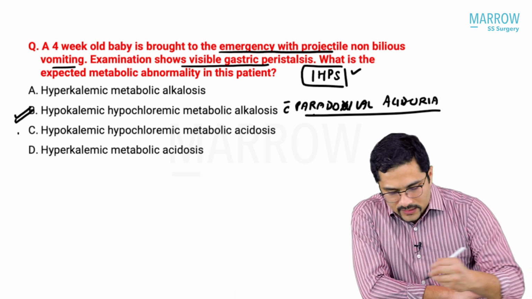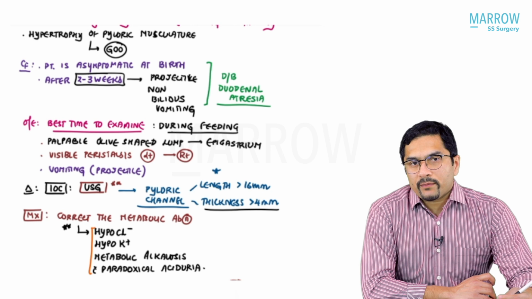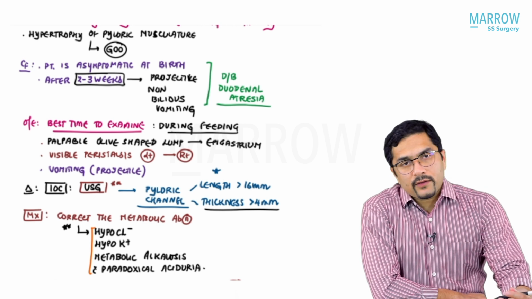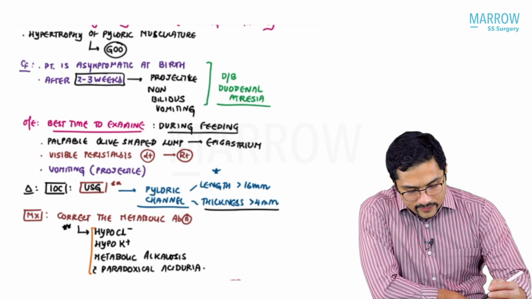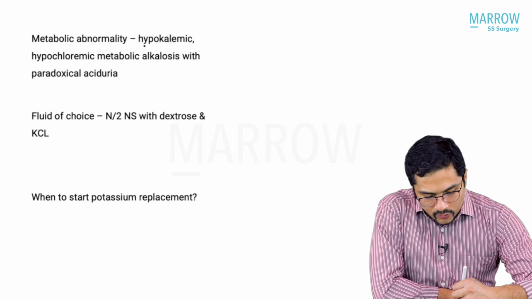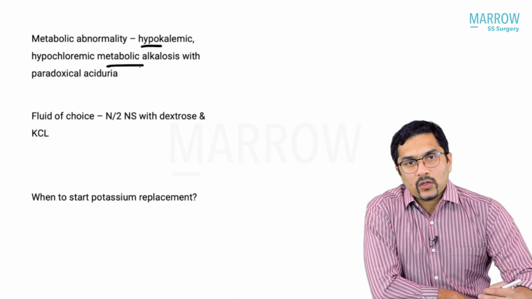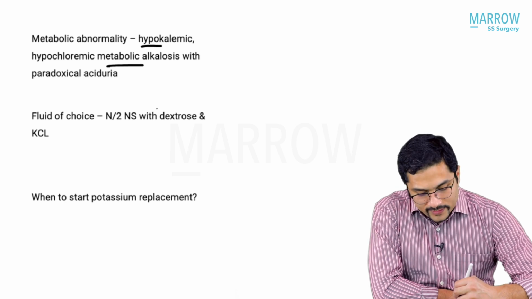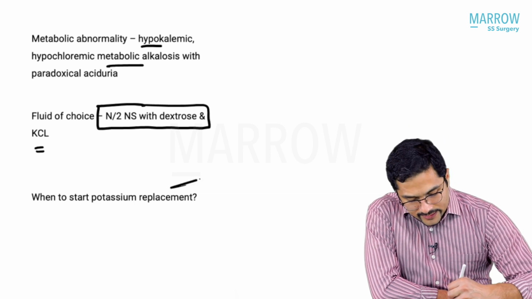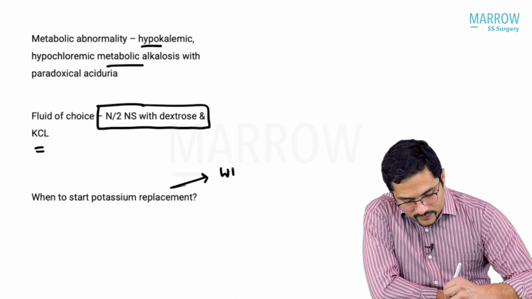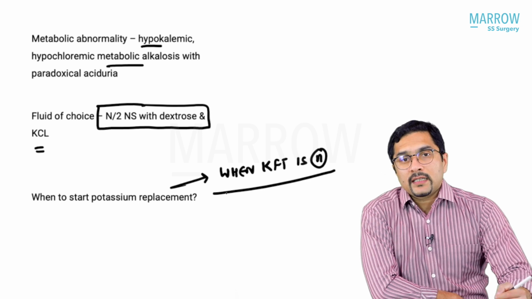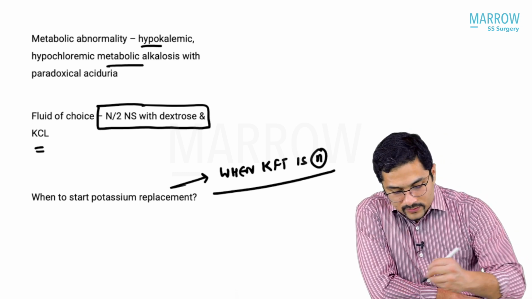So, this is a very common question which is asked. We know idiopathic hypertrophic pyloric stenosis is diagnosed using an ultrasound. This is a typical metabolic abnormality, and first you have to correct the metabolic abnormality and then carry out surgery for the patient. The metabolic abnormality is hypokalemic, hypochloremic metabolic alkalosis with paradoxical aciduria. The fluid of choice is N/2 NS with dextrose and KCl. And you know that KCl, or potassium, should be added when the kidney function test is normal, or when KFT recovers. That's when you add potassium in these patients.